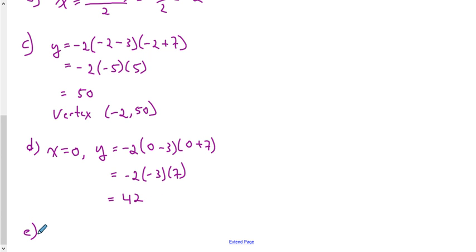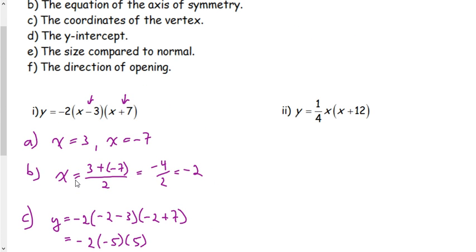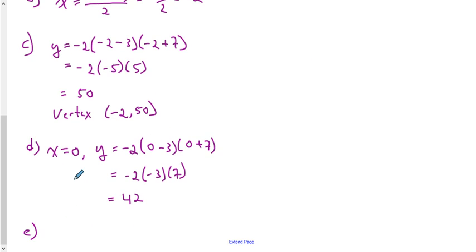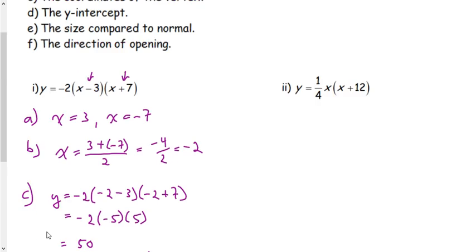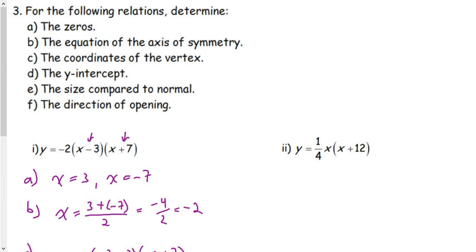Rolling along here, we're moving quick. We got E. E was asking us what is the size compared to normal? So is it stretched or is it squished? It's got an A value in front. Let's go back to my equation up here. Let's get out my highlighter. It's got an A value in front right there of negative 2.